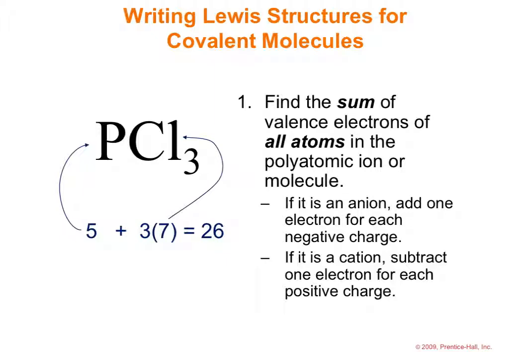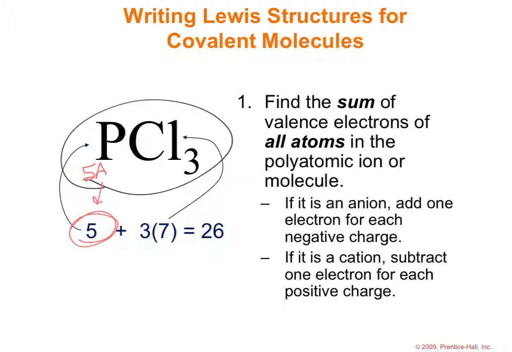All right, so step number 1 is count up the total number of valence electrons in the compound. So phosphorus, and if you haven't already memorized the number of valence electrons for the common elements, you need to do so. Phosphorus is in group 5A, which means it has 5 valence electrons. Chlorine is in group 7A, which means each of the chlorine has 7 valence electrons. So adding those up, we have a total of 26 valence electrons.